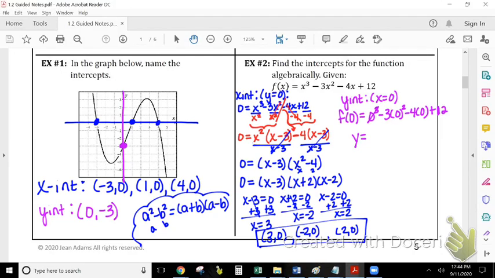0 cubed is 0, so it cancels. 0 squared is 0 times negative 3, so that cancels. 4 times 0 is 0, so that cancels. So we're only left with 12. So we get y equals 12 is our y-intercept, which means as an ordered pair, it's written as 0, 12. And so we found our x and y intercepts.